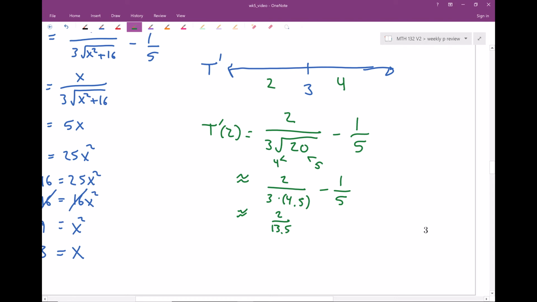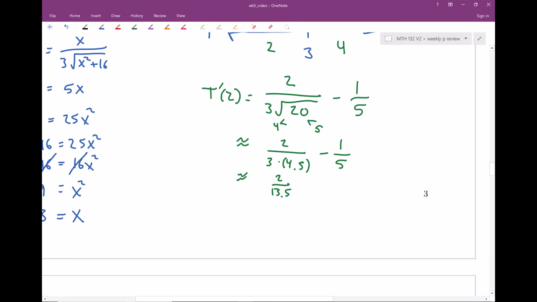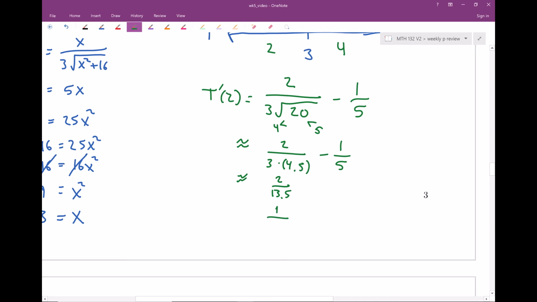Sorry, I mean 13.5. That's different. So 2 divided by 13.5 there. And then finally, let's go ahead and simplify this. We're going to have 1 divided by, and if I cut 13.5 in half, well, if you cut 13 in half, that's going to be 6.5. And if you cut a half in half, you get a quarter, right? So that's going to be 6.75.